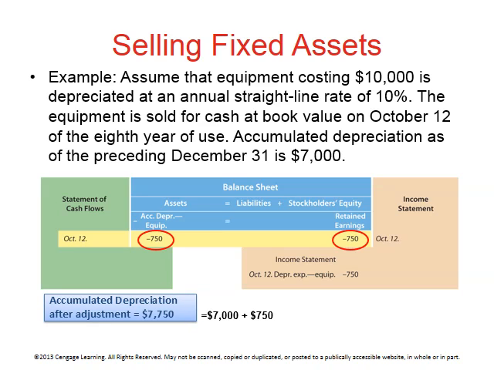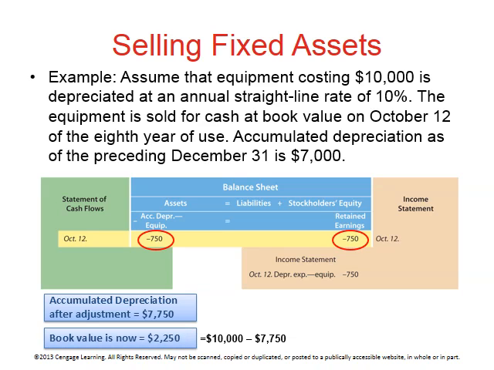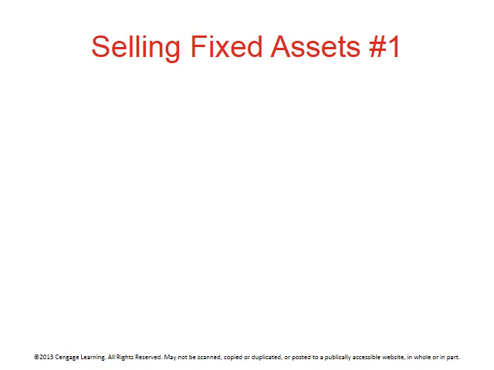So our accumulated depreciation after we add the $750 is $7,750. $7,000 plus $750. The book value, we take our original cost of $10,000 less the $7,750 accumulated depreciation. Our book value is $2,250. So here, let's just say we sold the asset for $2,250.